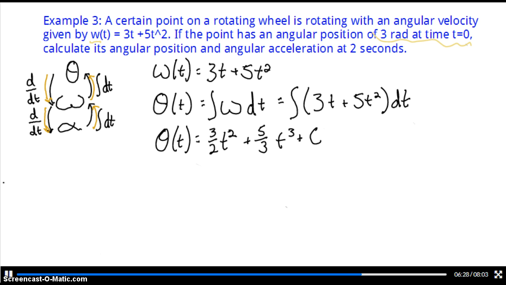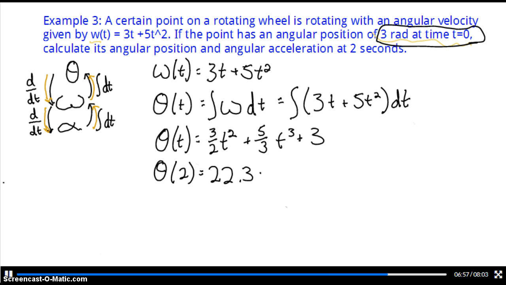Well, if you remember, I told you it had a position of 3 radians at time 0 seconds. So guess what? C, that constant, then becomes 3. That was the position at time 0. So all I need to do now is plug in 2 for the time, and due to space restraints I'm not going to show all that work, but you do that and you get 22.3 radians, and that is our position at 2 seconds. Boom.